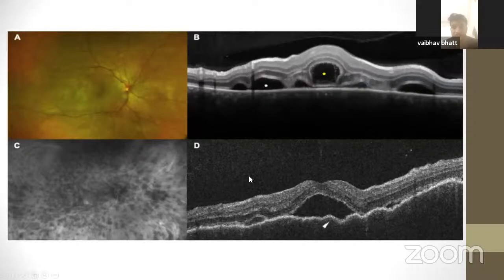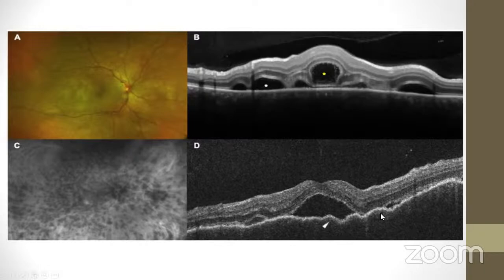And then these undulations are again commonly seen in VKH, what you see in D here. On the left, in the C picture, obviously A is the ultra wide field picture of this VKH. But in C, you can see these granulomas because of VKH, the hypocyanescent lesions that you see. They are basically because of the granulomas, which we know are part and parcel of VKH.